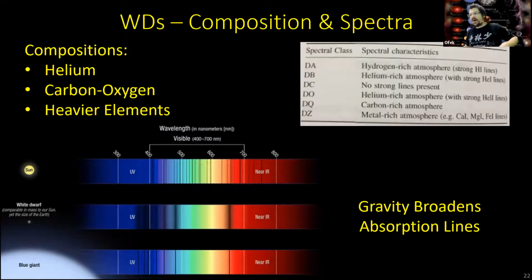The opposite case happens in giant stars, which are very, very big. Hence, gravity is very, very weak, and then the lines are sharp. So that is another way that a spectrum can tell you about the relative size of the star, the gravity of the star, the surface gravity.